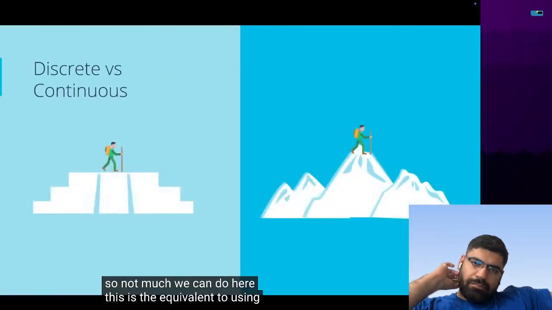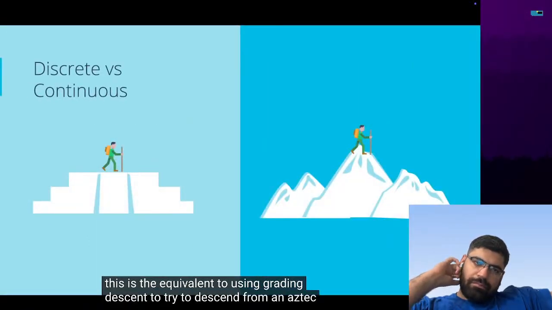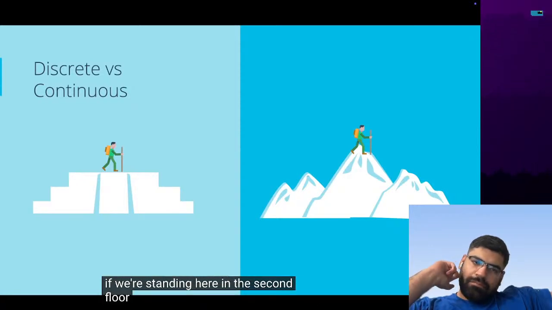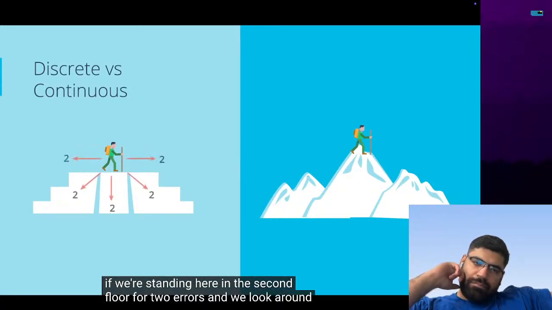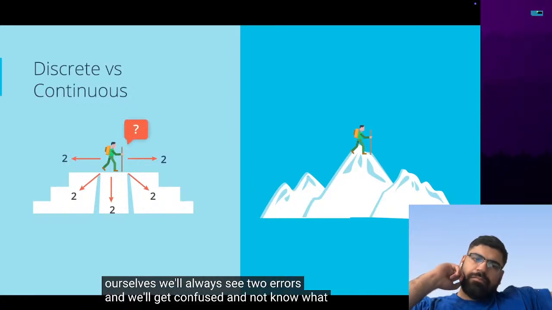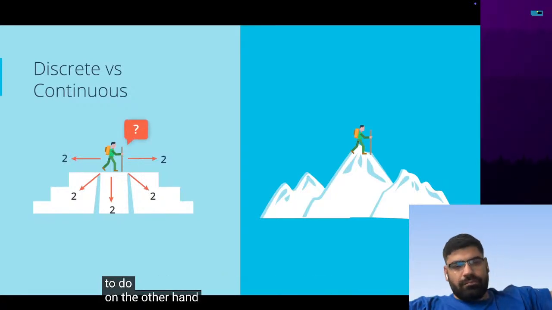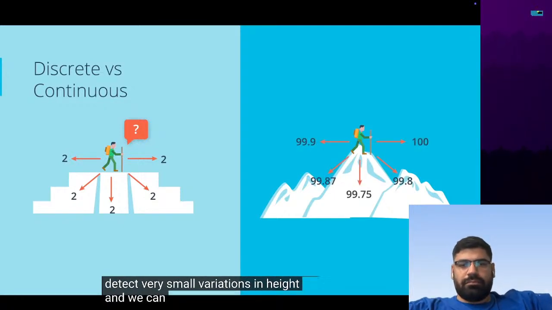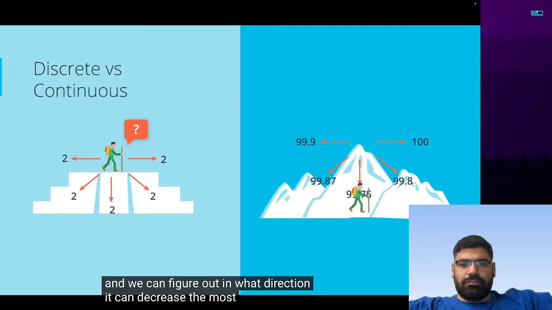This is the equivalent to using gradient descent to try to descend from an Aztec pyramid with flat steps. If we're standing here on the 2nd floor for 2 errors, and we look around ourselves, we'll always see 2 errors. And we'll get confused and not know what to do. On the other hand, in Mount Everest, we can detect very small variations in height and we can figure out in what direction it can decrease the most.